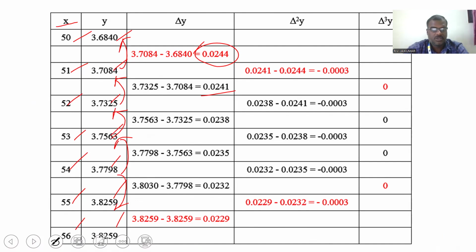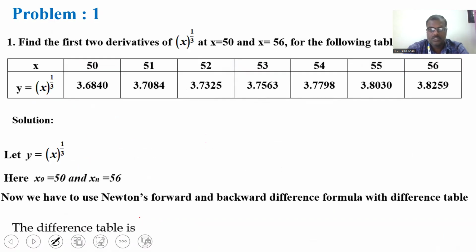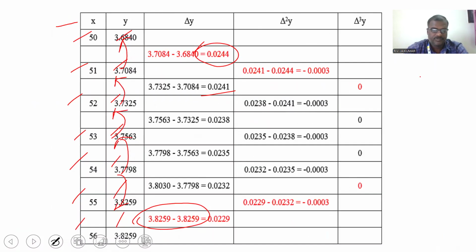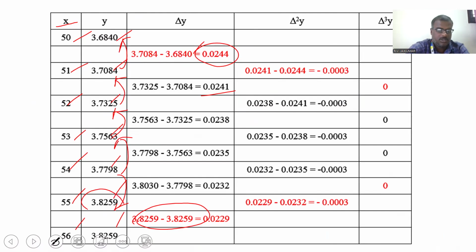there is a mistake in it. It's not exactly this one. It would become 0, but there is some difference in the last two values. As you can see here, 3.8030 here, 3.8259, which are not equal. So here 3.8030, so that we get 0.0229. Again, you have to subtract these two.